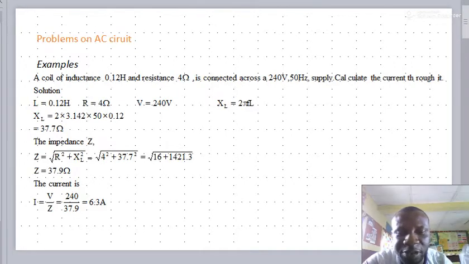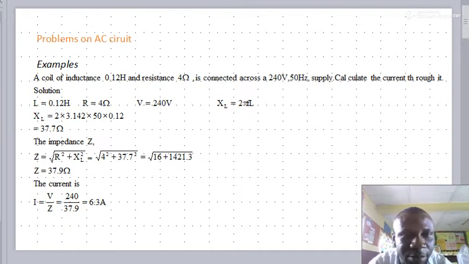Yeah, we start with this example of an LR circuit. It's a simple problem to start with. We have a coil of 0.12 Henry and a resistor of 4 ohms present, and we have a voltage source of 240 volts. In this case, the 240 volts there is the RMS value. Please bear that in mind since it was not stated.